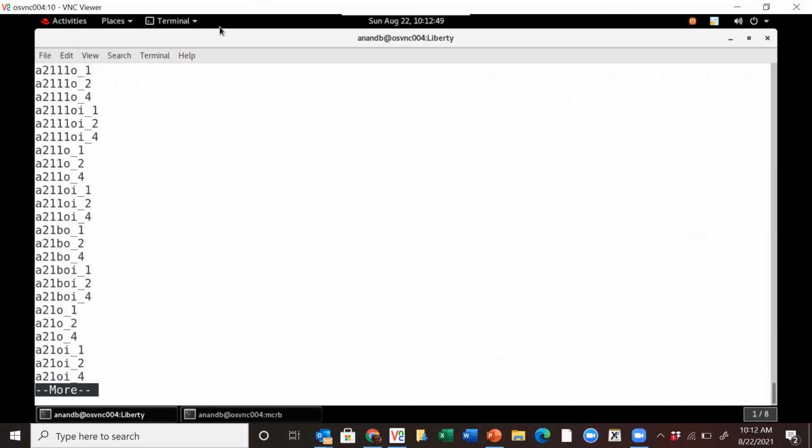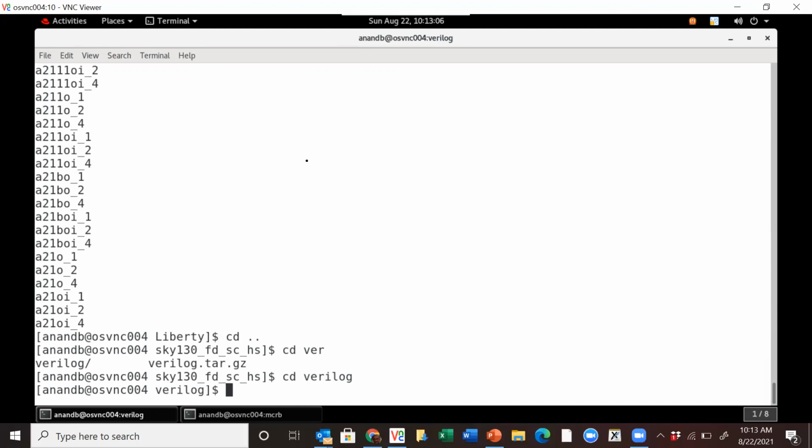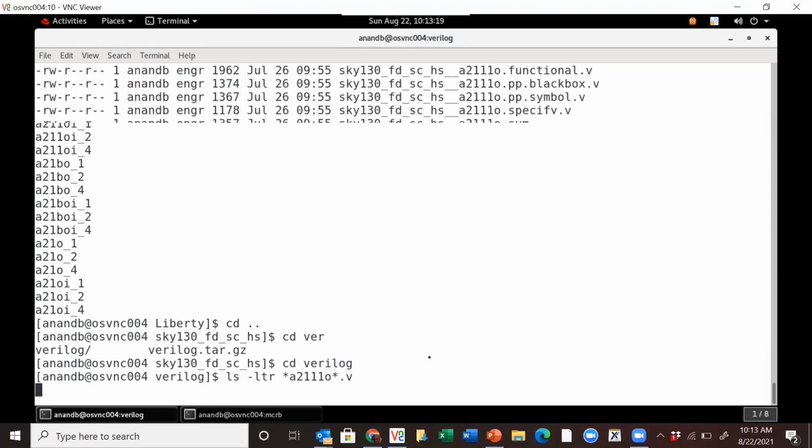I see that I have this standard cell A2, this particular logic. What is this logic? How do I know what this logic is? Well, let's look for that in the Verilog. This is the Liberty view. We're going to look at the Verilog view. So let's go to Verilog, and let's see if I can find a Verilog model for this particular logic function.